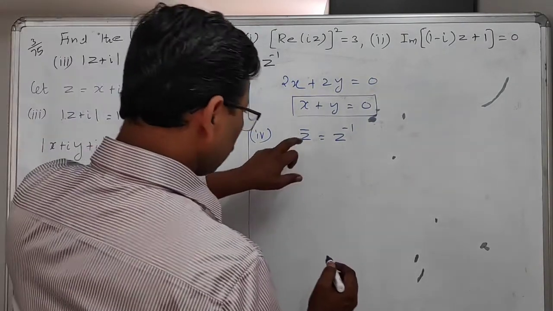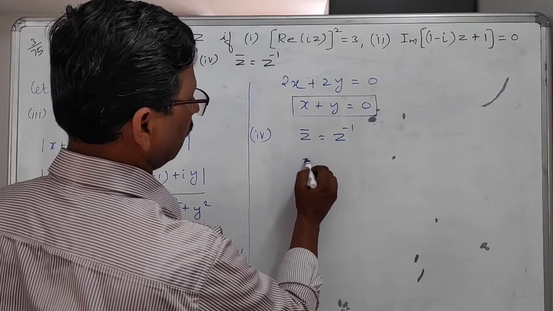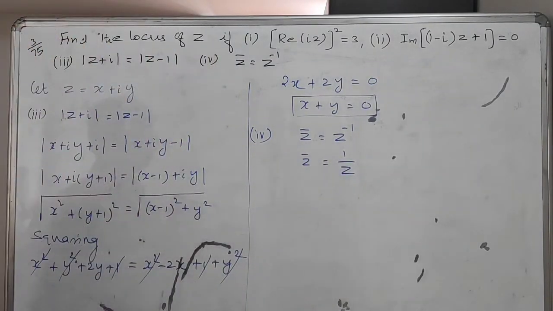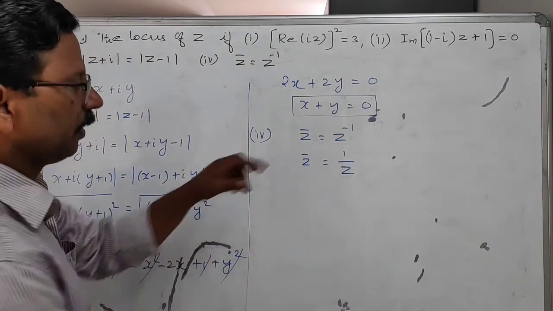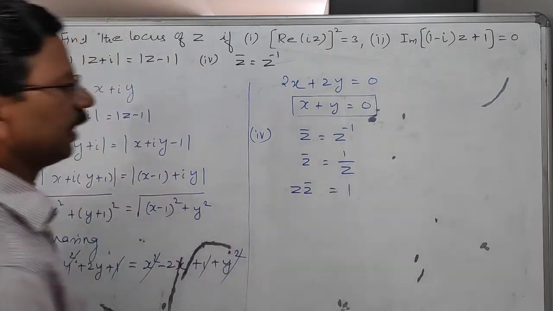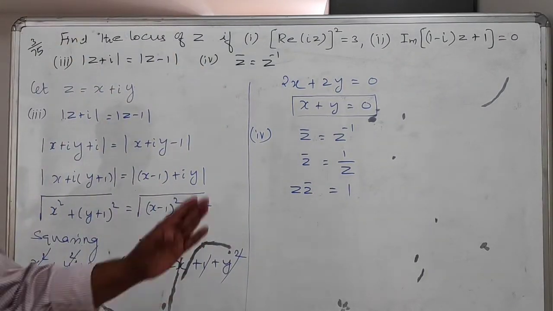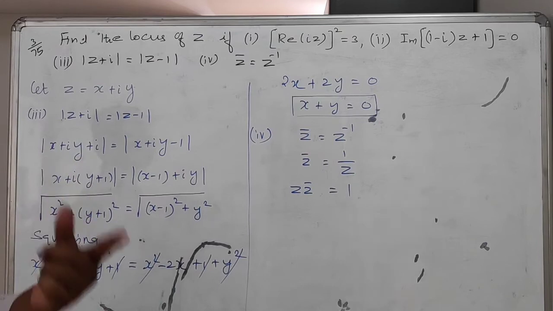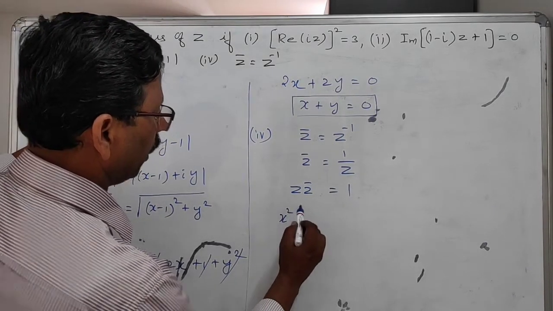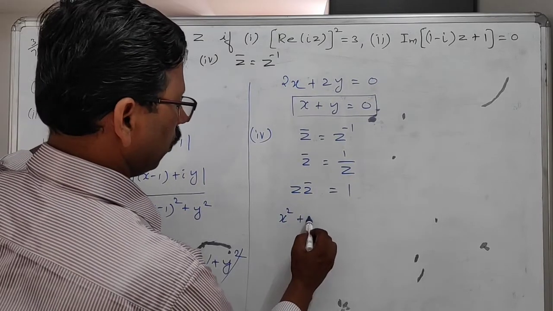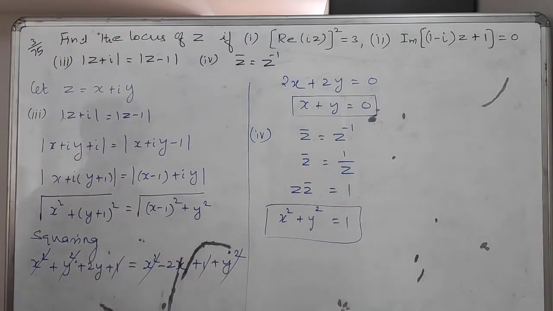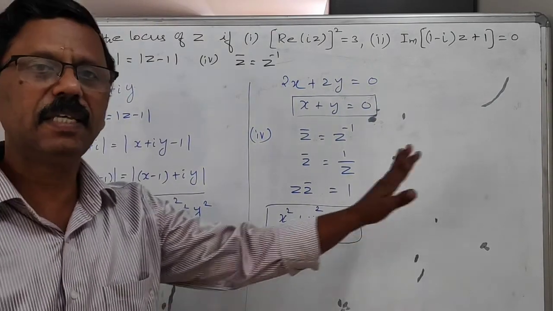That is, z bar is equal to 1 by z. If you bring this to the other side, you can write z into z bar is equal to 1. What is z into z bar? Real part square plus imaginary part square. Here, what is the real part? x square plus y square is equal to 1. That's all. Real part square plus imaginary part square equal to 1, which represents a circle.